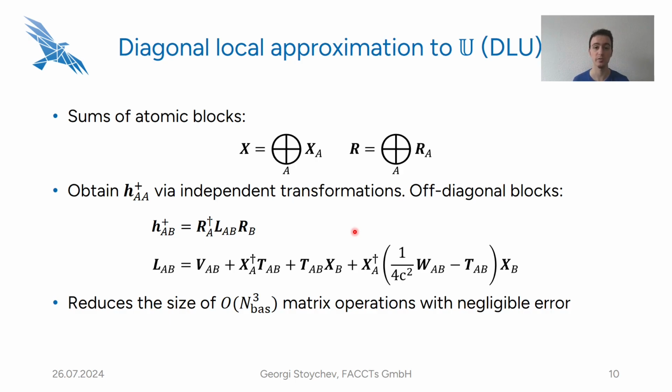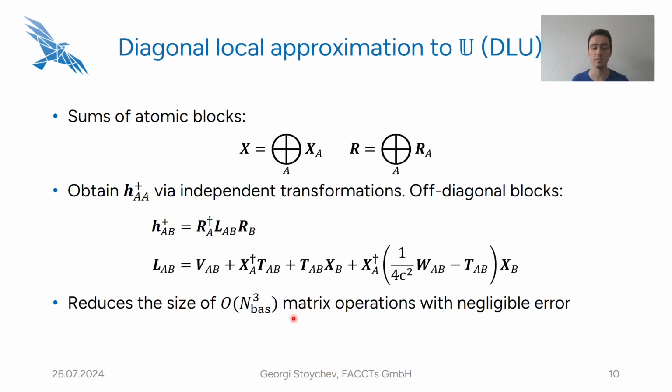So an approximation was devised recently called the diagonal local approximation to the unitary transformation matrix, or DLU, whereby the decoupling and renormalization matrices are approximated as direct sums of atomic blocks, and therefore we obtain the diagonal atomic blocks of the Hamiltonian via independent transformations, but still in the presence of the full molecular potential, whereas off-diagonal blocks are approximated using these expressions and the atomic blocks of the unitary transformation matrix.